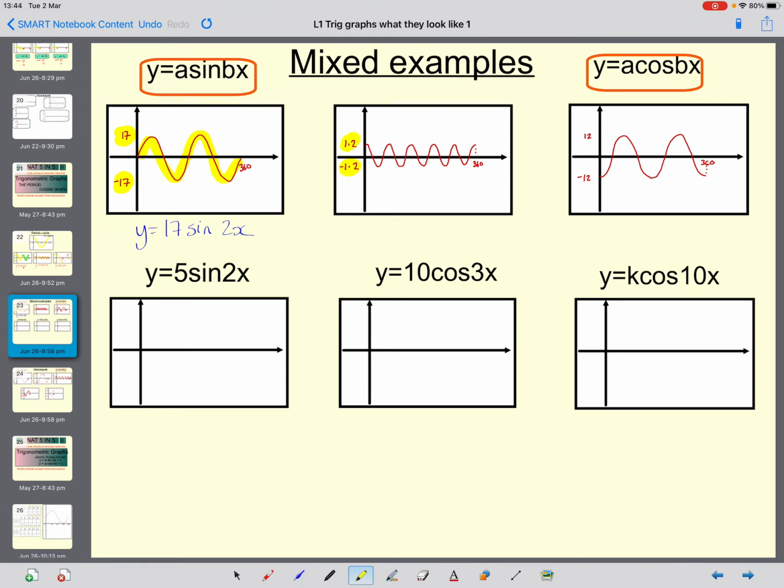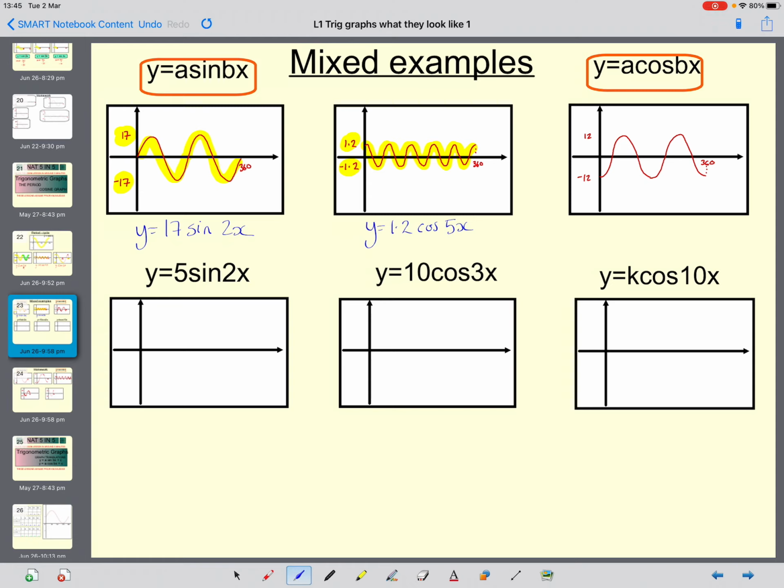This goes up to 1.2 and down to -1.2, and you can see it starts there and goes down and up, so it's cos we're dealing with. There's 1, 2, 3, 4, 5 within the period of 360. So it's going to be y equals 1.2 cos 5x.